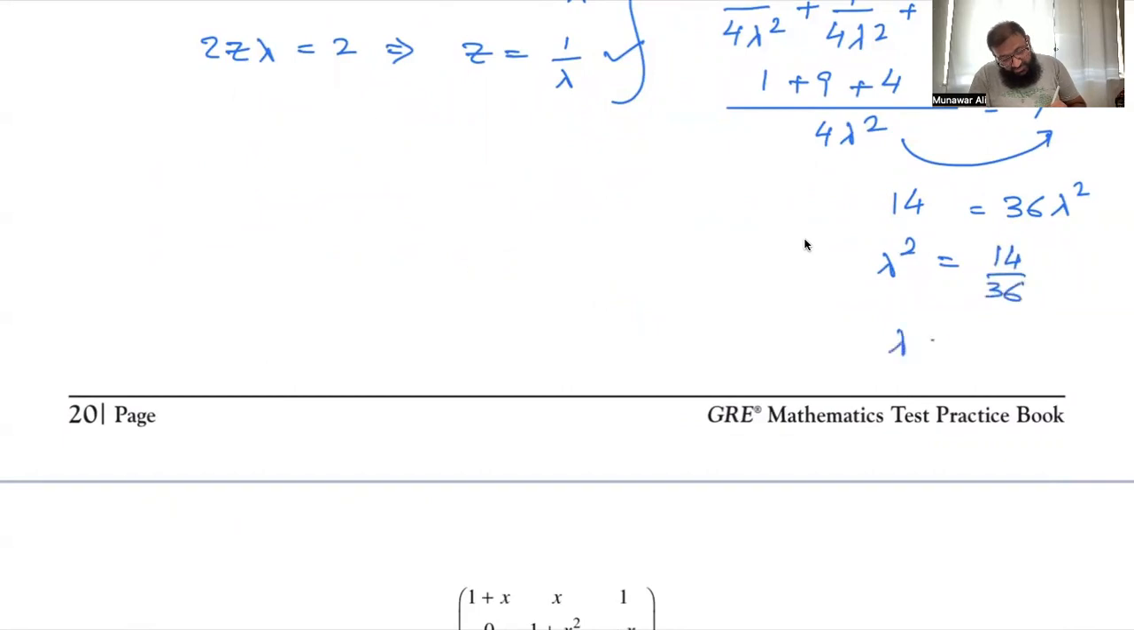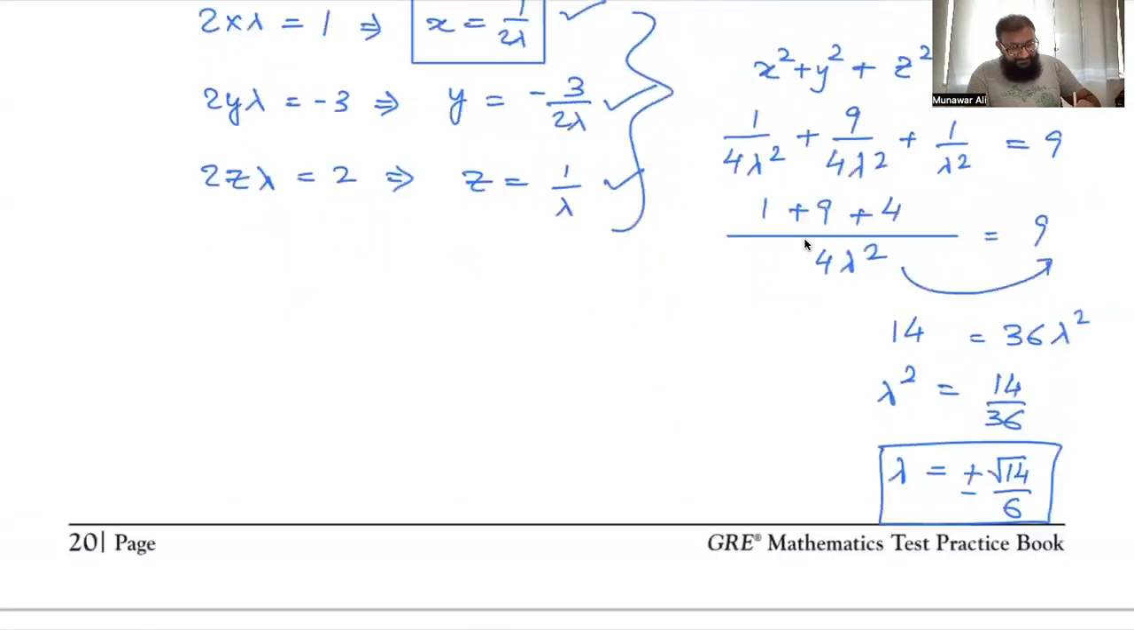When I take a square root on both sides, this gives me square root of 14 divided by 6, positive and negative. So I have two values of lambda. One is a positive value, one other is a negative value. Let's say I'm going to check the positive value and see what happens.